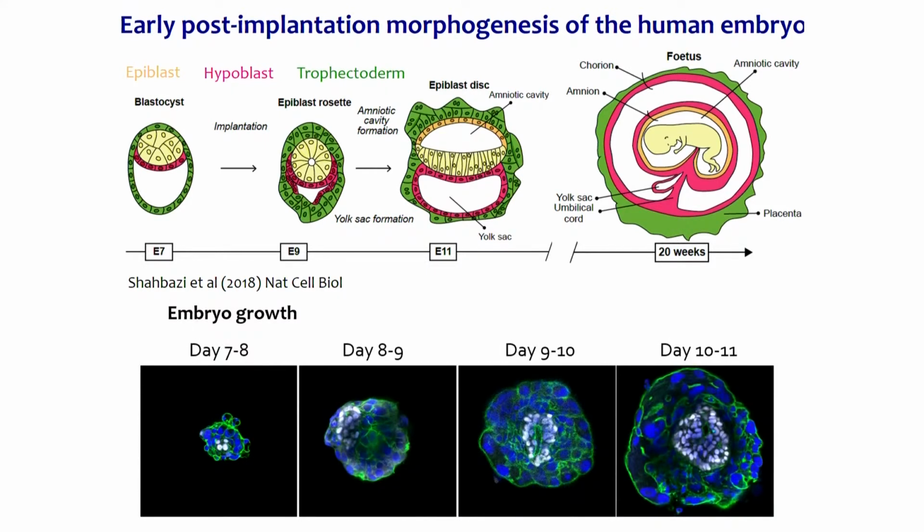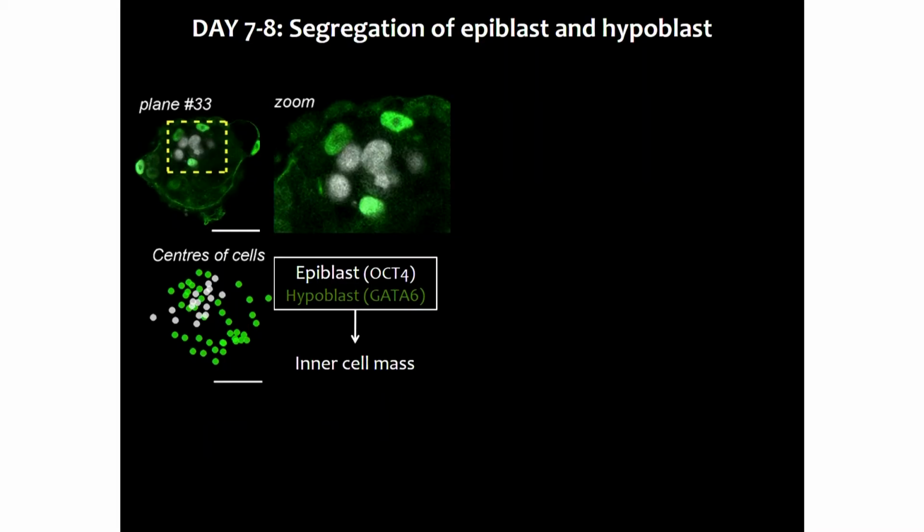So first of all, we could see that the embryos were growing throughout the culture from day 7 to day 11. They grew in size, the number of the cells also increased. And then we also observed lineage specification events.